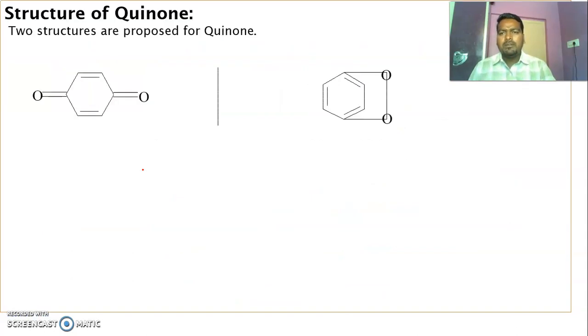Then calculate the Parachor value of quinone. Here we can represent quinone in two different ways. This is one way of representing quinone, in which there are two carbonyl double bonds present, but in this case it is a bicyclic compound. There are two cycles: one is the benzene ring, another one is carbon, oxygen, oxygen, carbon. There are two six-membered rings present in the second structure. So now apply the Parachor value for this compound.